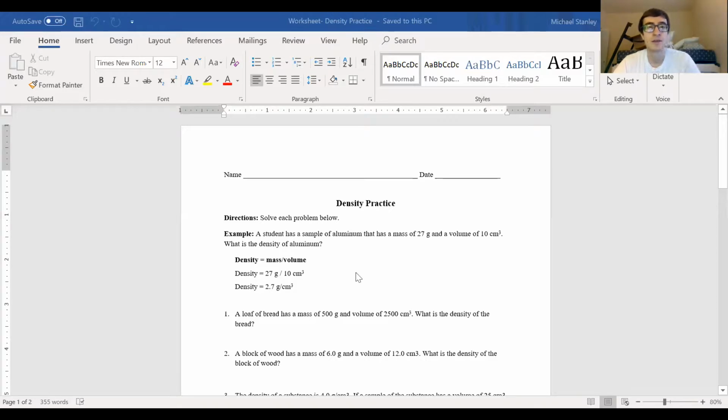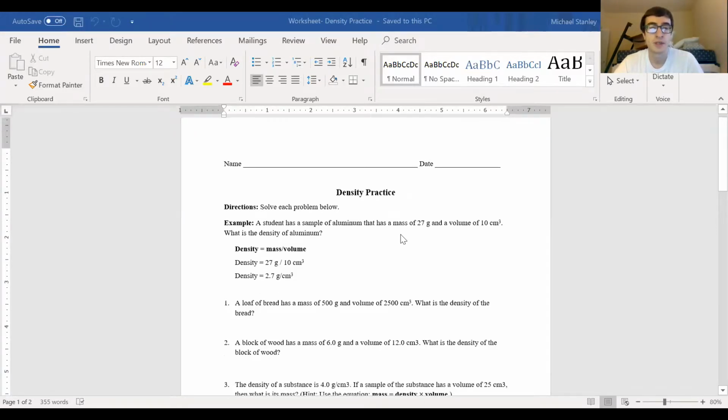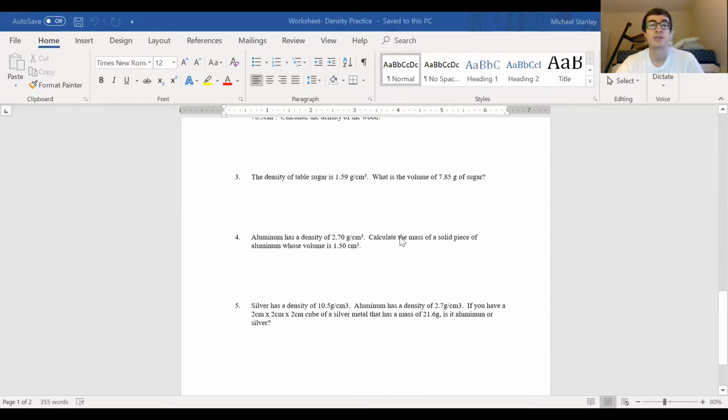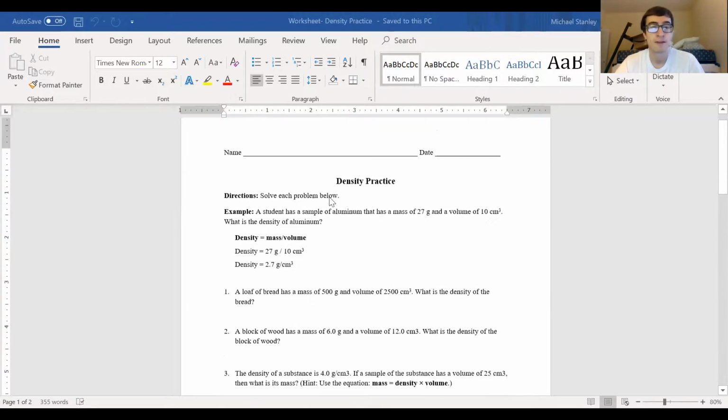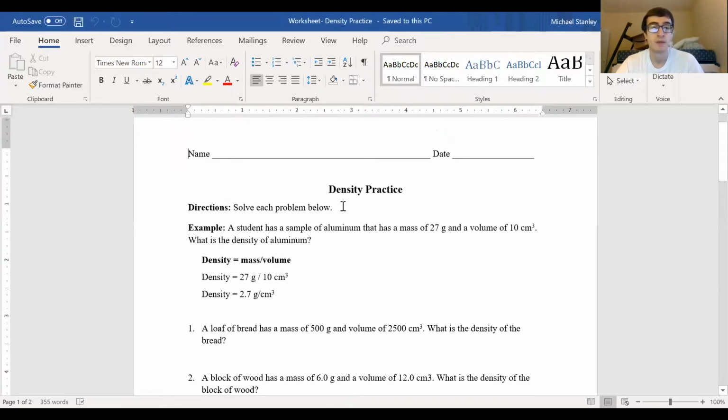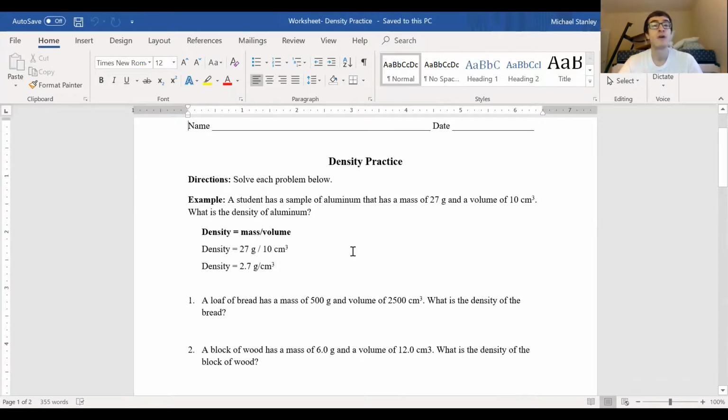So our worksheet has 2 pages. They both essentially ask for the same thing. So for each problem on here, it'll give you 2 values of the density equation, and you have to solve the third one. Most of the time, most questions will be asking you to solve for the density. So you have to figure out what is the mass and what is the volume, and then do mass divided by volume. So we have an example right up here.